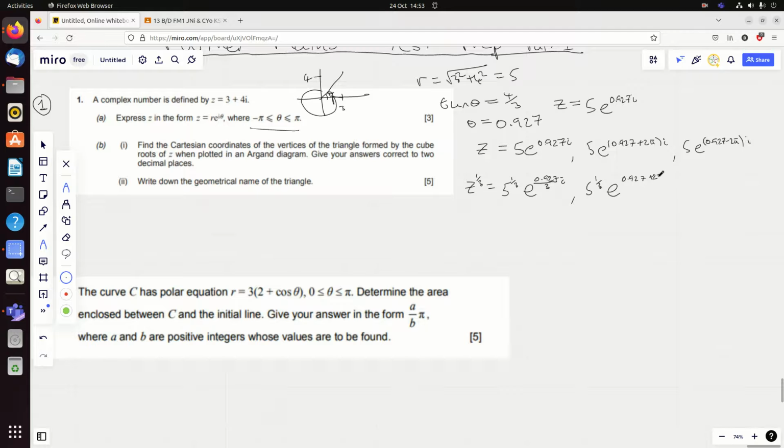0.927 plus 2 pi, but then we're going to divide by 3, i. And the same for this one, 5 to the third, e to the 0.927 minus 2 pi, all divided by 3, i. Yeah, and as you can see, I'm just using index laws there, really. I'm multiplying the power by a third because it's being put to the power of a third. And now I can just change these into Cartesian form by thinking of it like this. I've just got to do 5 to the power of a third cos of 0.927 over 3 plus i sine of 0.927 over 3.